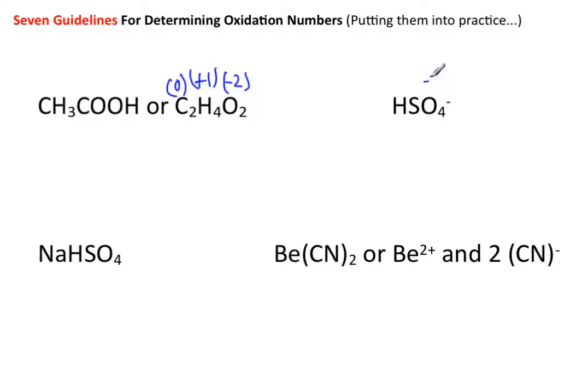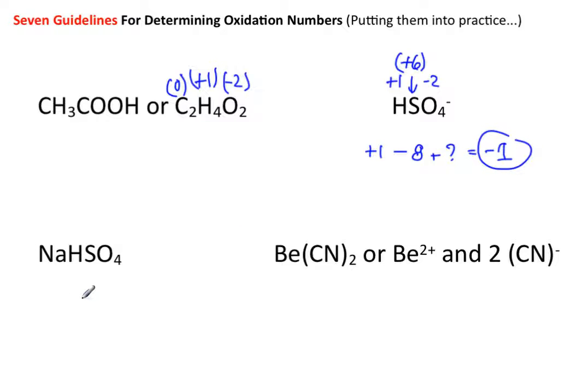Hydrogen sulfate ion, -2, +1. So the oxidation state for the sulfur in this case, we have +1, -8 plus something equals -1. So what's that something? That something is +6. So the sulfur has an oxidation state of +6. +1 plus 6 is +7, -8 is -1. That's how you get that.